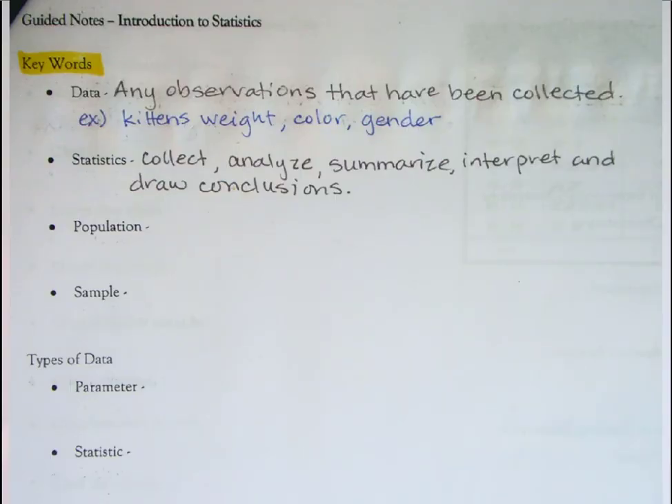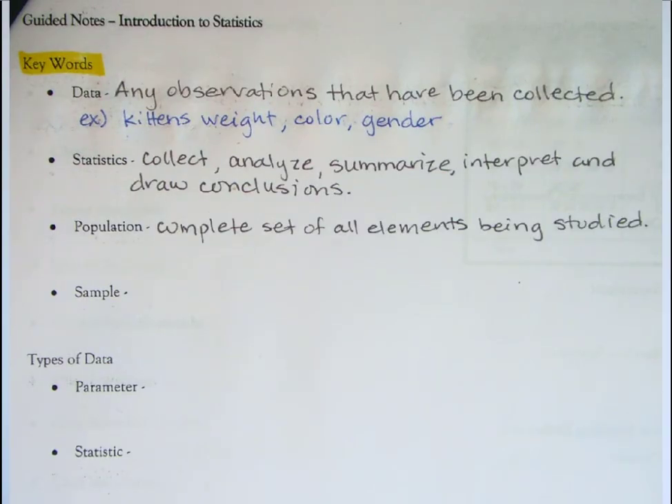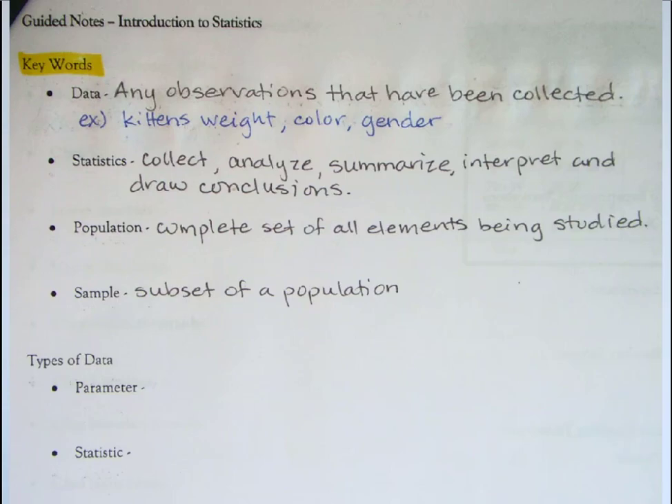A population does not always refer to people. A population refers to the complete set of all elements being studied. This is different from a sample. A sample is a smaller subset of a population because it's virtually impossible to study the entire population of something.